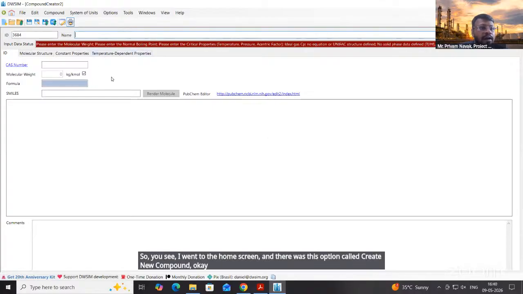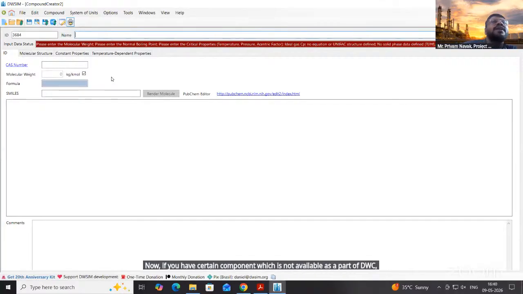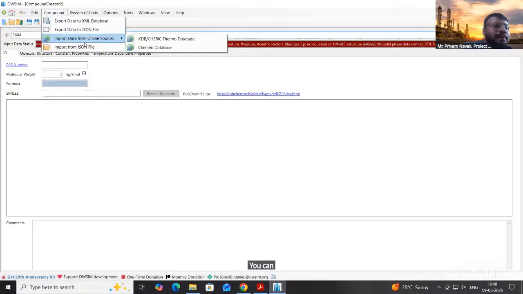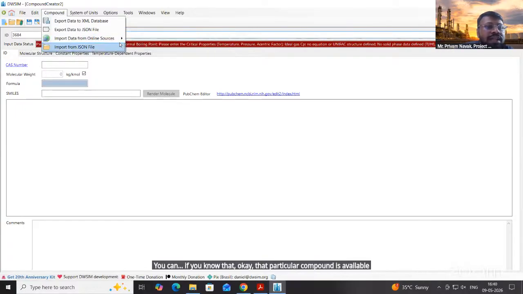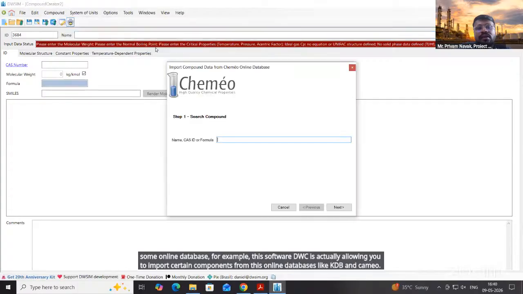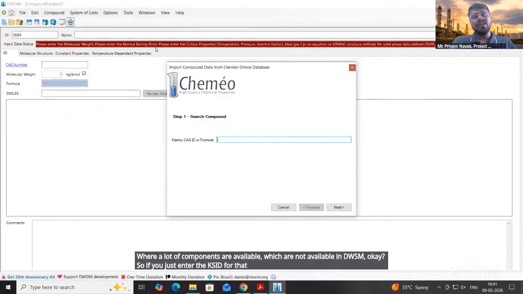Now, if you have a component which is not available as a part of DWSIM, then you can actually create that compound. There are different options. Firstly, if you know that the compound is available in some online database, DWSIM allows you to import certain compounds from online databases like KDB and Cameo. Cameo is another online database where a lot of components are available which are not available in DWSIM. If you just enter the CAS ID for that compound, it will fetch that compound into DWSIM.